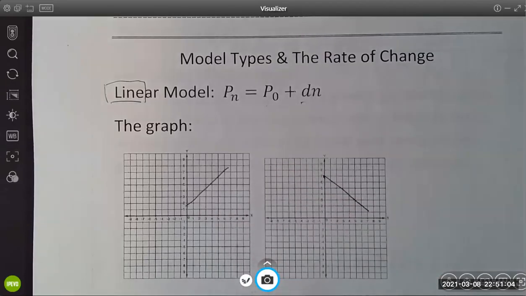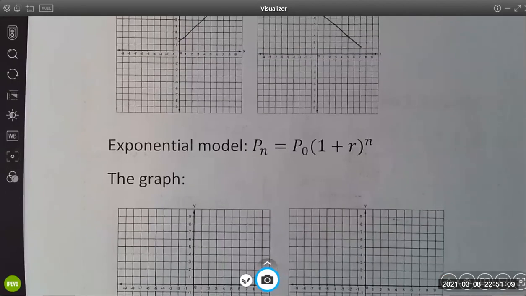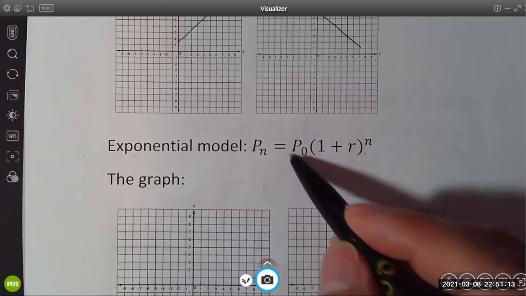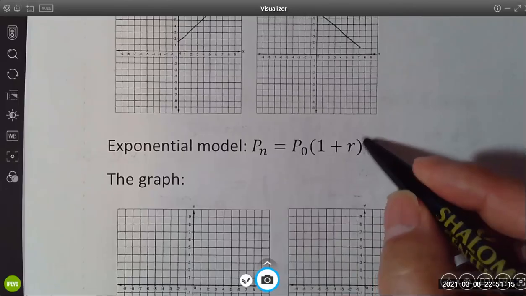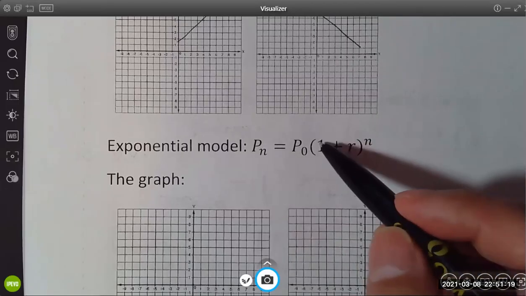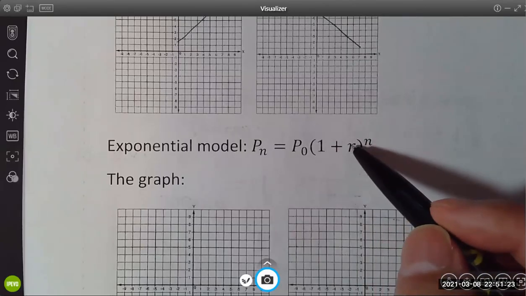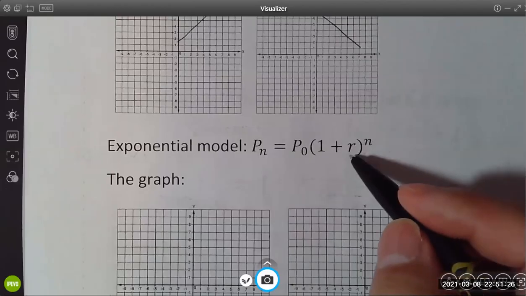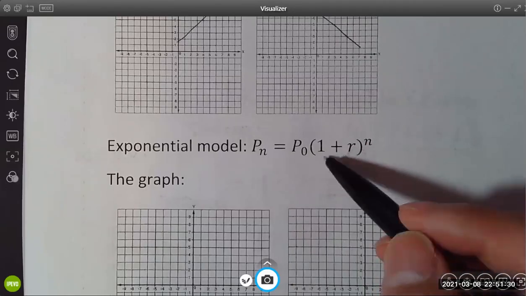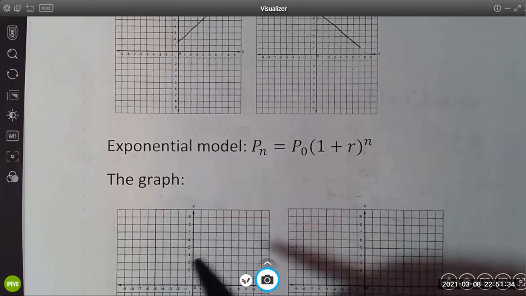What is the graph of an exponential model? Exponential model looks like this. Output Pn, initial value P0, input is n. So this part is the same as in the linear model. The difference is that this part is 1 plus growth rate r. If r is positive, it's growth. If r is negative, it's declining. What about the graphs? Two types of graph.